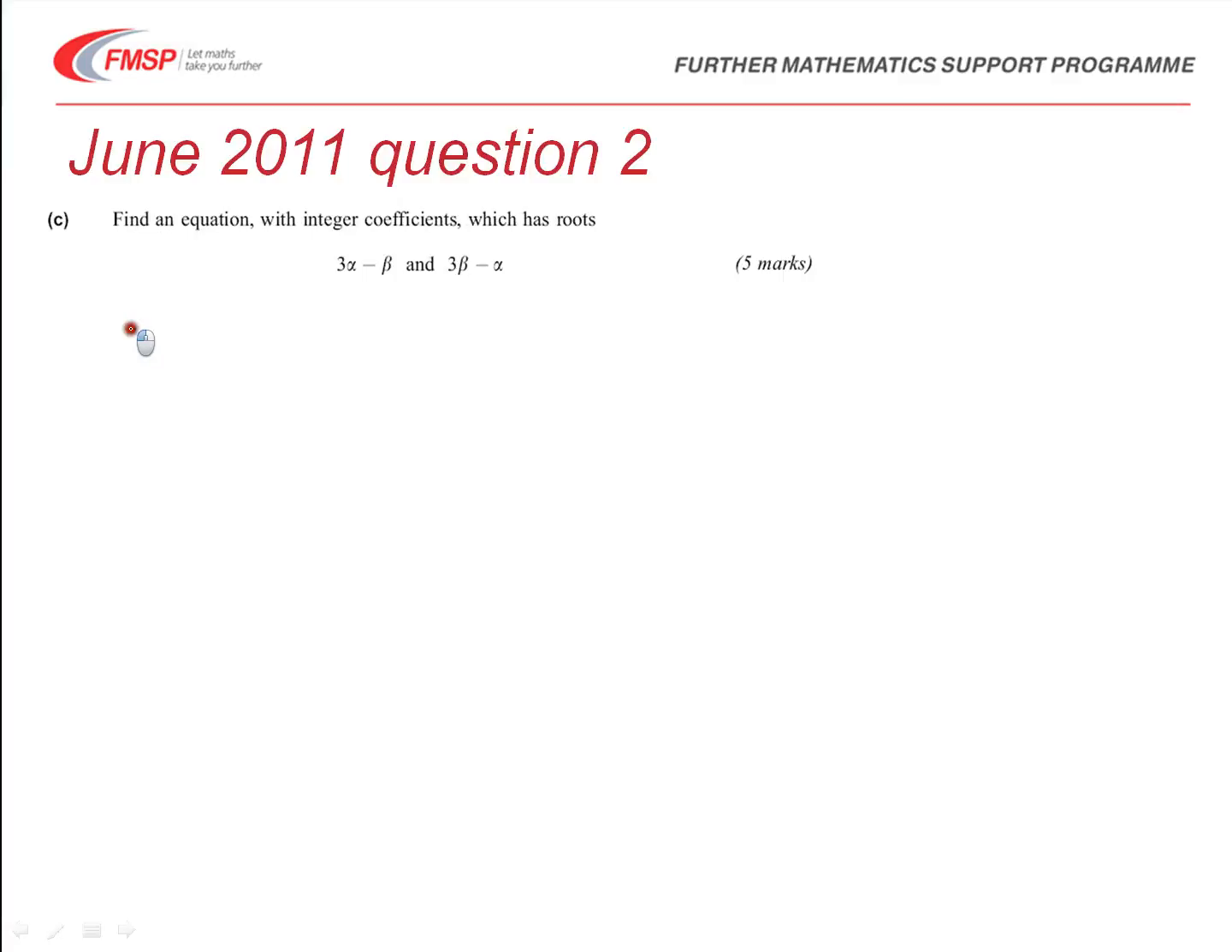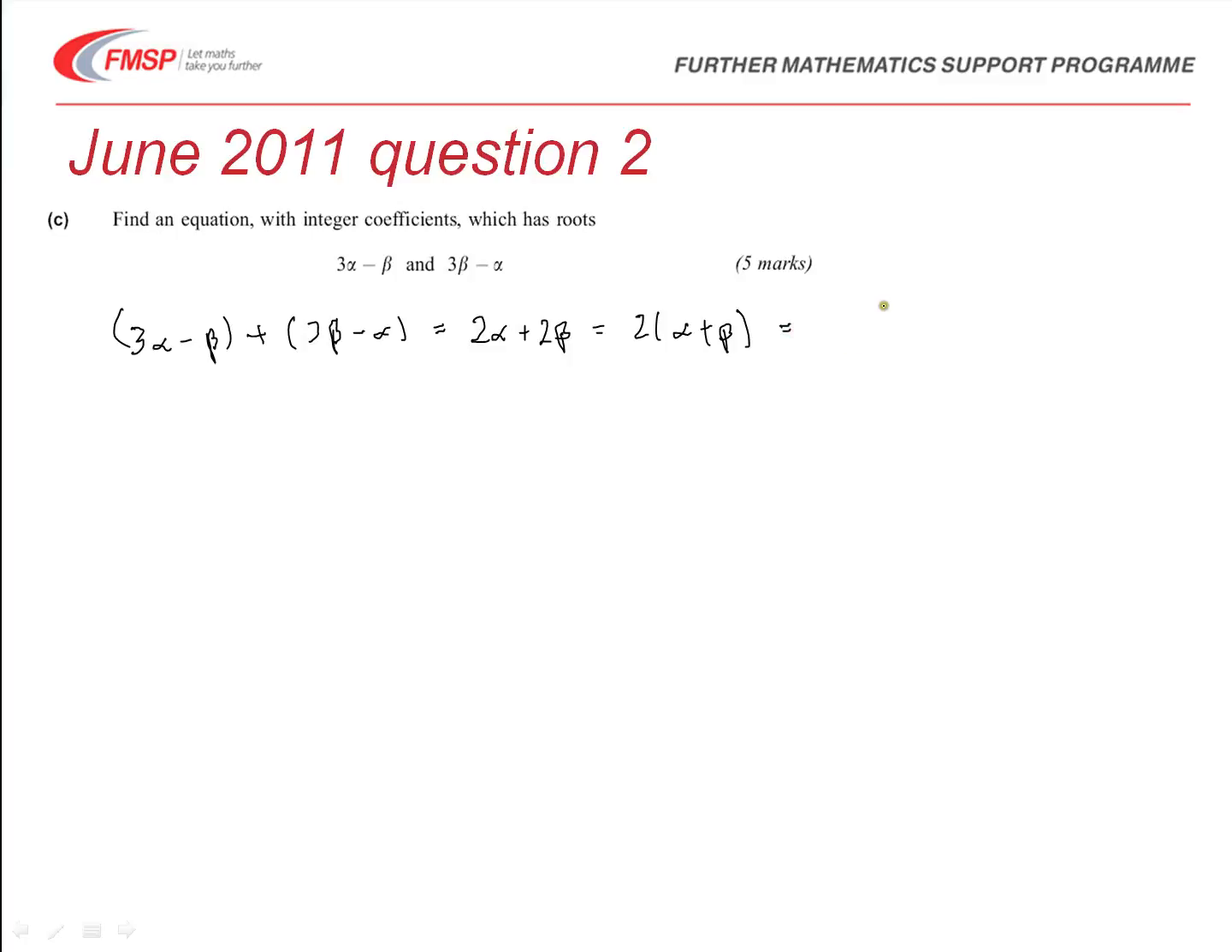So firstly, if we do the sum, we have 3 alpha minus beta plus 3 beta minus alpha. We collect those terms together and we can see we're going to have 2 alphas and 2 betas. In other words, this is twice alpha plus beta.